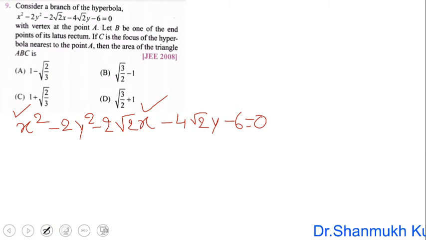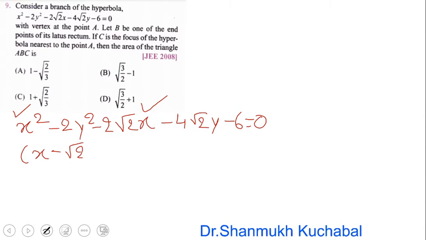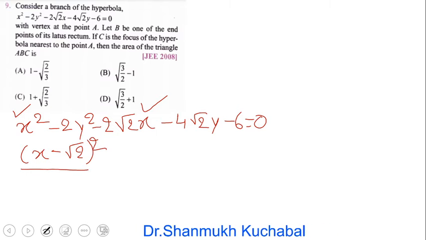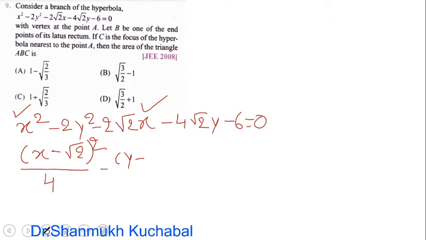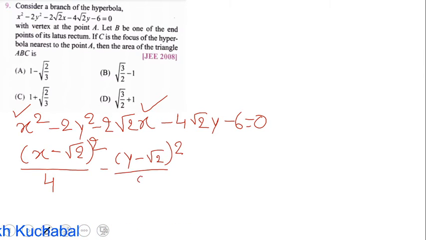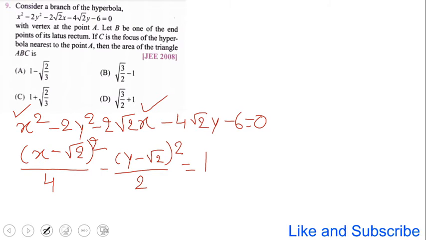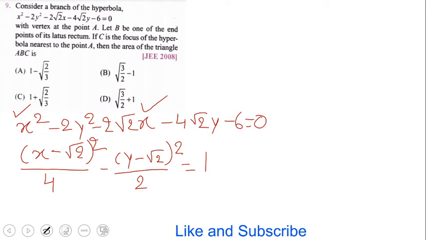So the first term will become x minus root 2 whole square divided by 4, and one more is y minus root 2 whole square divided by 2 as the second term, equal to 1. So this is of the form x square by a square minus y square by b square equal to 1. So this represents the equation of a hyperbola here.